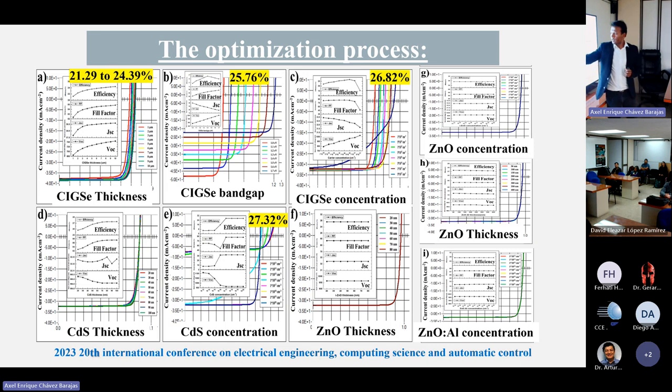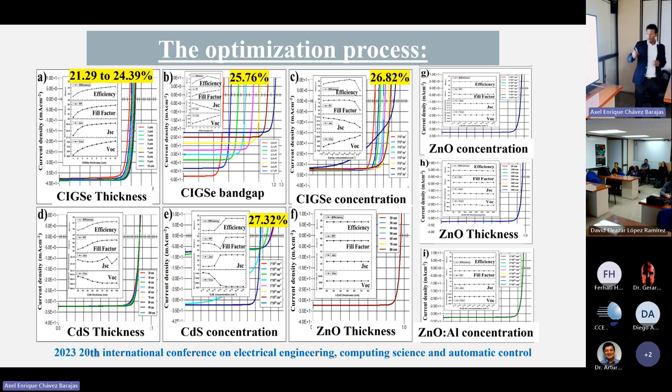But with the increasing band gap, in order to absorb the photons in the solar cell, the photon energy should be higher than the band gap value. So with increasing band gap, the number of photons with energy greater than the band gap is lower, which decreases the short circuit current. As a result, we found that 1.4 electron volt gives a high efficiency of 25.76%.